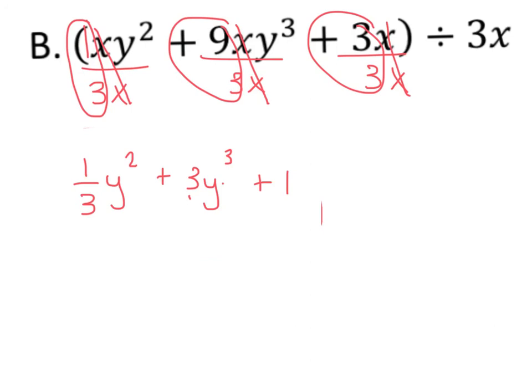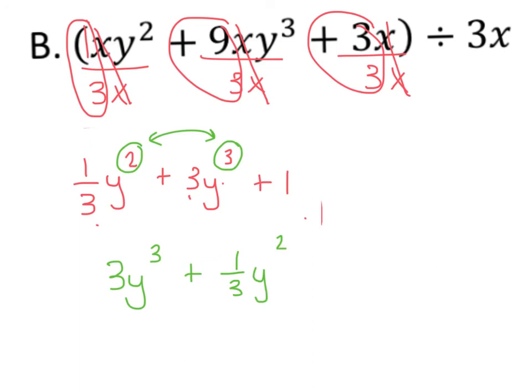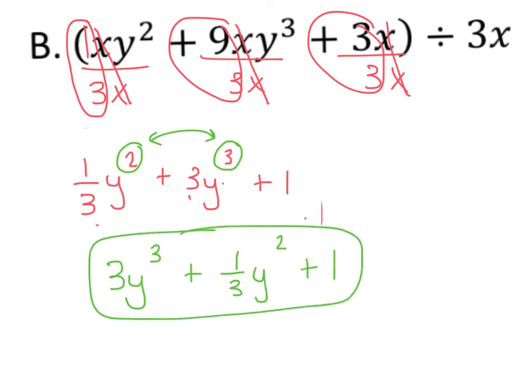The only thing left we could do to this particular answer is make sure we've written it in standard form, which means the exponents have to go from high to low. So it's not in standard form. We need to flip-flop so that the 3y to the third comes first, then the 1/3 y squared comes second, and then the plus 1 at the end comes third. So that would be your final answer.